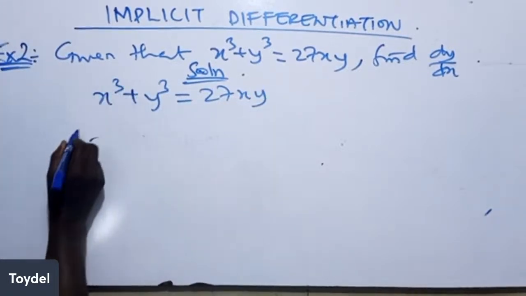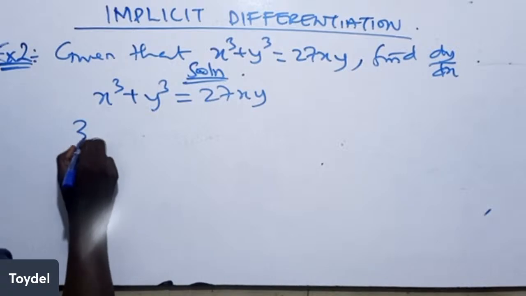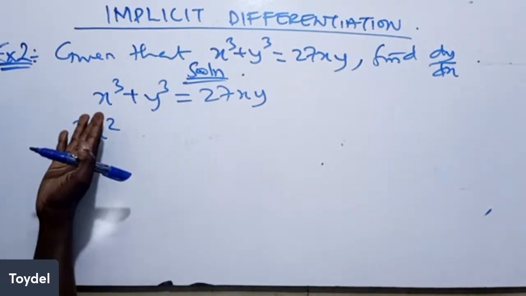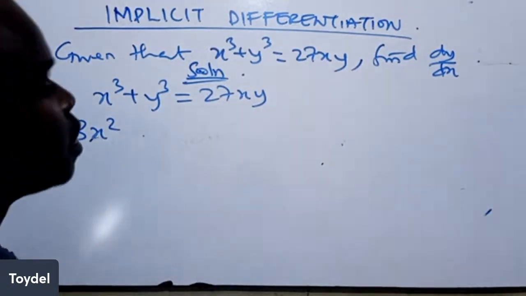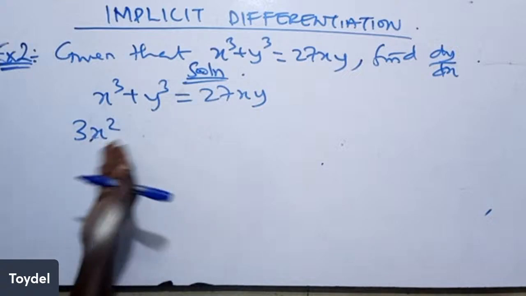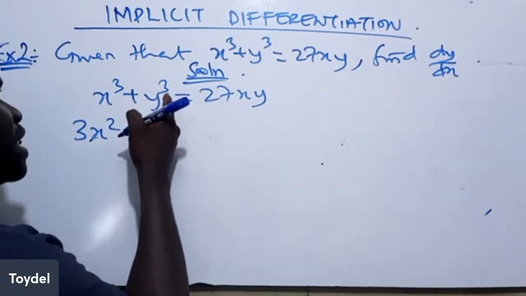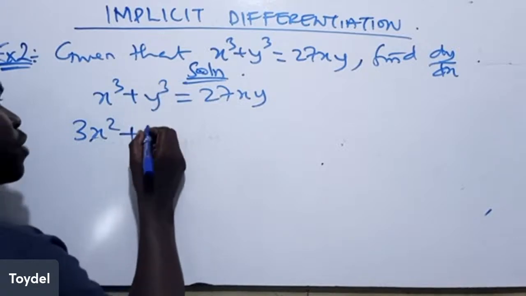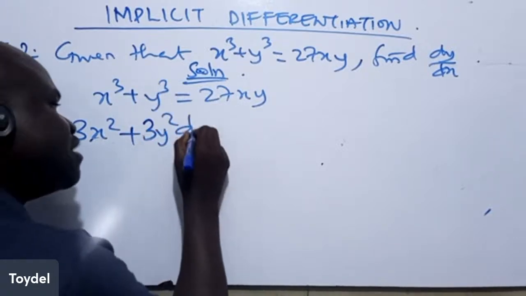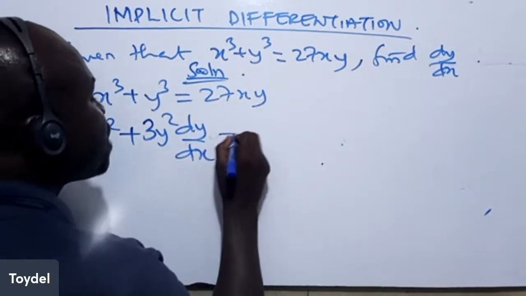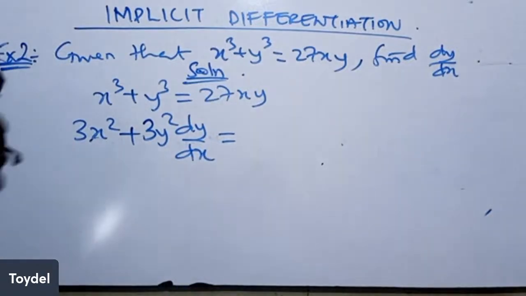So if I differentiate x cubed, I'm going to have 3x squared. Of course, the normal way of differentiating. I have videos on differentiation from first principle, how to differentiate. Plus, if we differentiate y cubed, it's going to give us 3y squared dy/dx. Whenever we are differentiating the dependent variable y, after the differentiation, we add dy/dx.